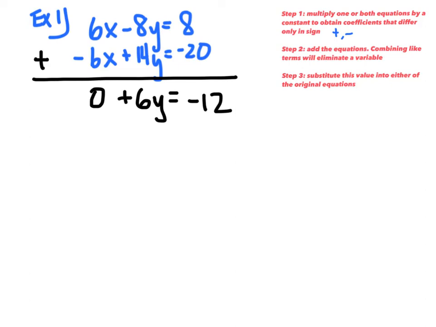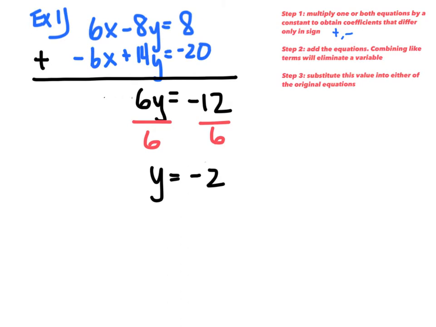So I don't really have to write 0 plus, so I'm going to get rid of that for a moment. Dividing both sides by 6, I get that y is equal to negative 2. So now I already have my y value. The last step is to substitute this value into either of the original equations. It doesn't matter which one.